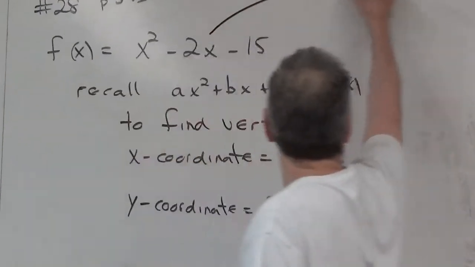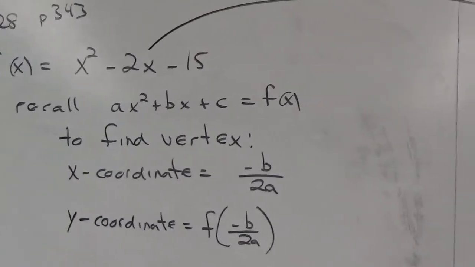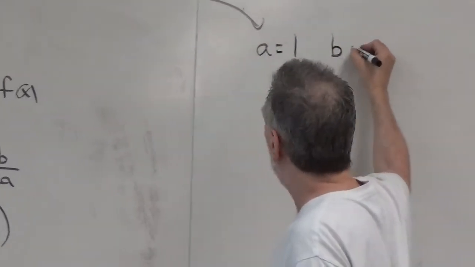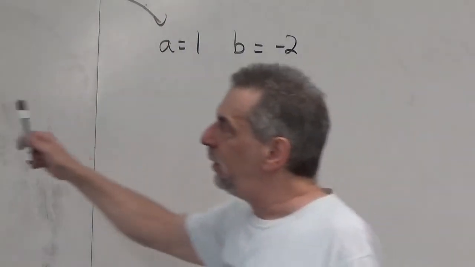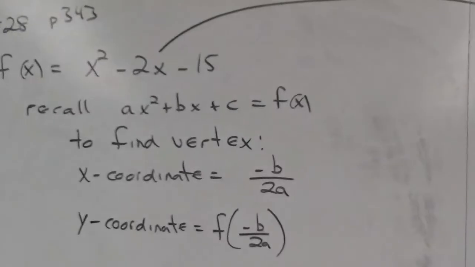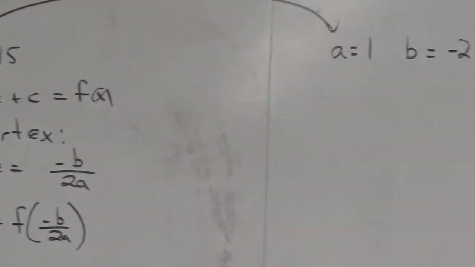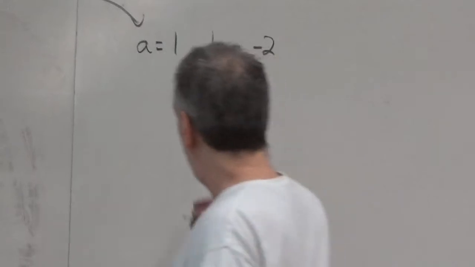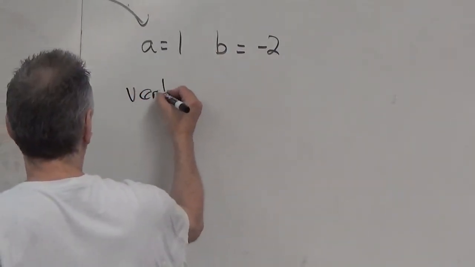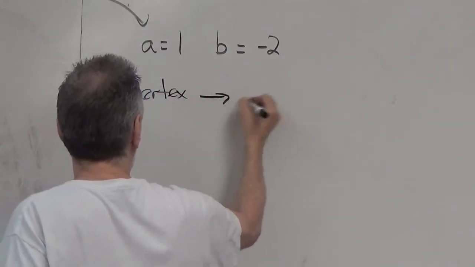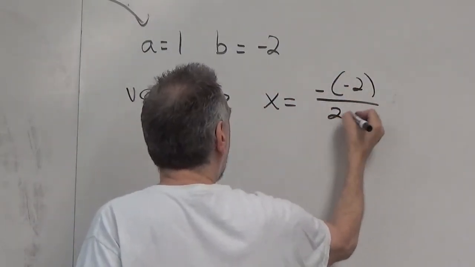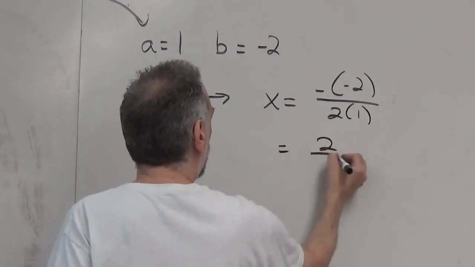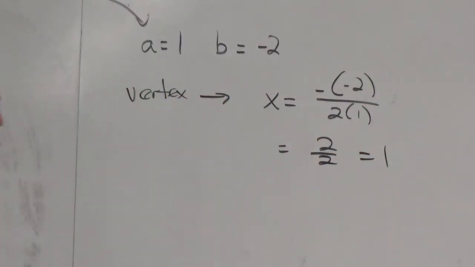So if we come over here, identify our a and b is all we need. A is 1, b is negative 2. Again, be careful with the signs on these. A lot of people will forget that negative on the 2, but it is negative 2. All right, so now we can find the x and y coordinate for the vertex. Vertex x coordinate is going to be negative b over 2a. So that's 2 over 2, or 1. That's nice, right? Did I do that right?